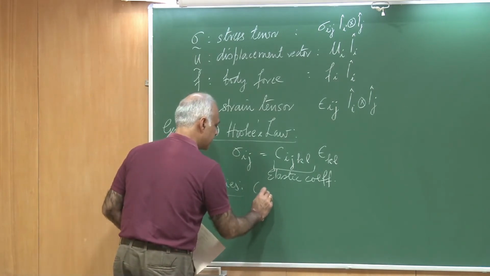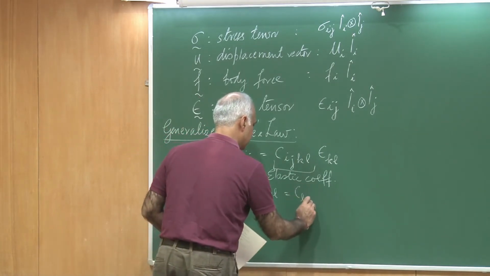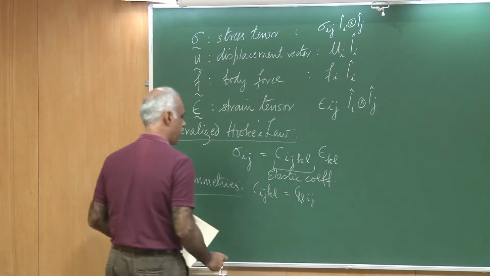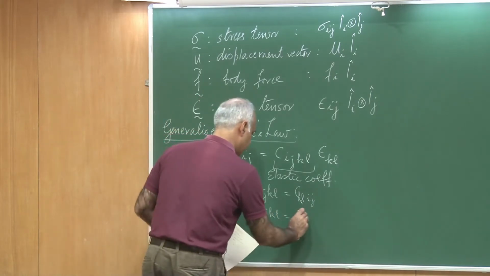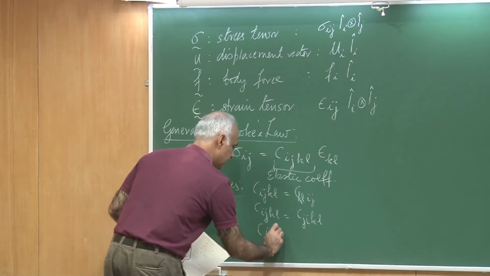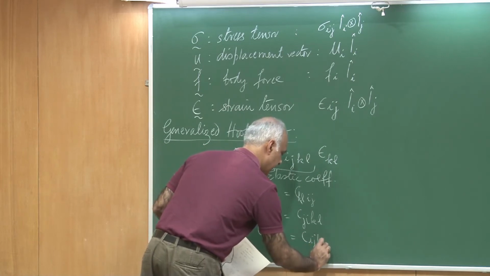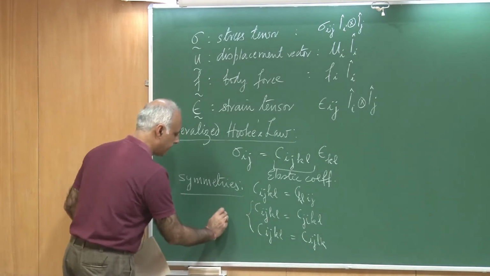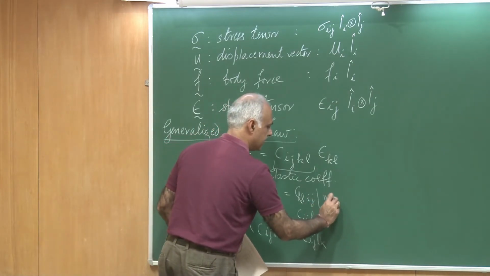So, there are some major symmetries. So, C_ijkl is same as C_klij, and then C_ijkl is also equal to C_jikl, and C_ijkl is equal to C_ijlk. So, the second and third, these are minor symmetries, and this one here is a major symmetry.